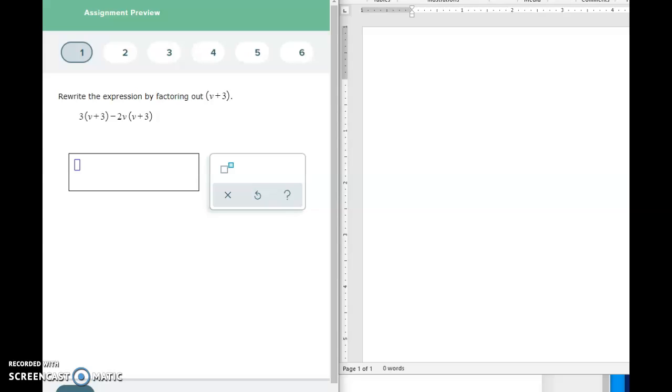Hello, Algebra 2 students. Today we're going to do the notes on factoring by grouping, which I believe is Chapter 6, Section 6.